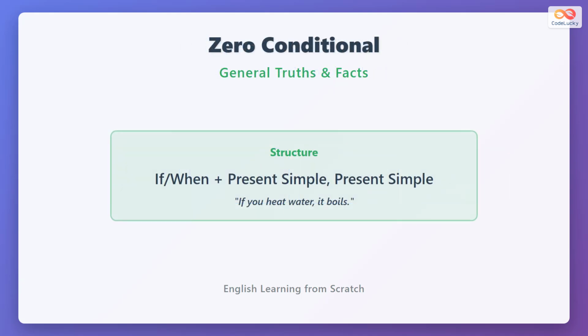The 0 conditional talks about things that are always true or facts. The structure uses the present tense in both parts of the sentence. For example, if you heat water, it boils.